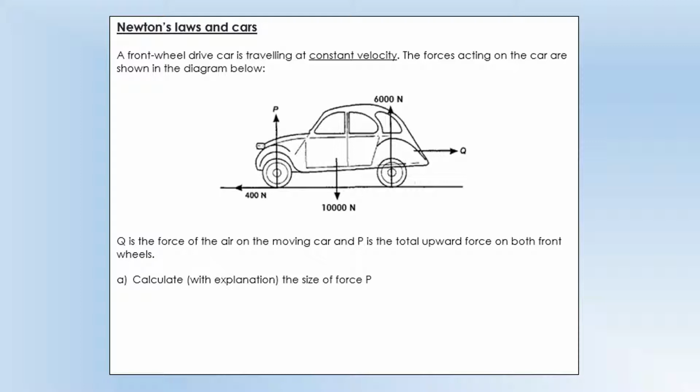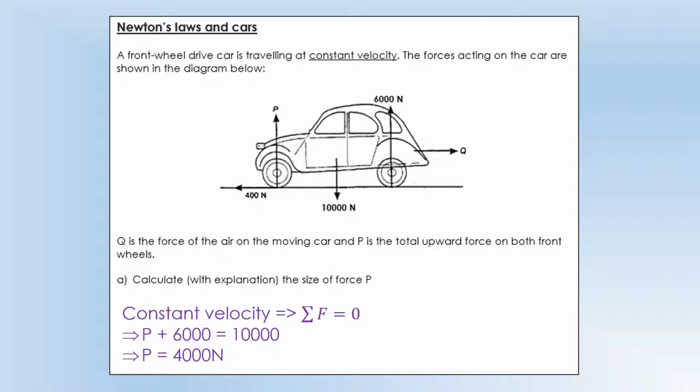Well, if the object is driving at constant speed and it's going horizontally like you see, the upward force must equal the downward force. Or another way of saying that is the resultant force must be equal to 0. So what that means is that P plus 6,000 must be equal to 10,000, or that P is 4,000 newtons.